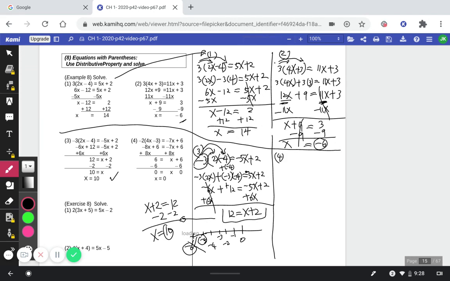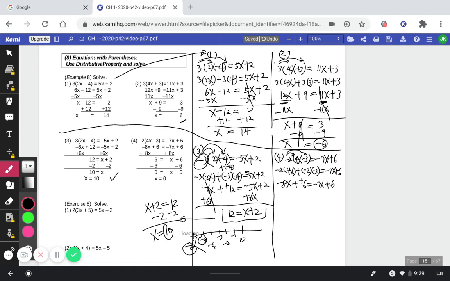Number 4, you have negative 2 times (4x minus 3) is negative 7x plus 6. Again, you have a number in front of parentheses, so you're going to distribute. Then you get negative 2 times 4x plus negative 2 times what? Negative 3. That becomes negative 7x plus 6. So if I simplify further, you get negative 8x plus positive 6 equal negative 7x plus 6.